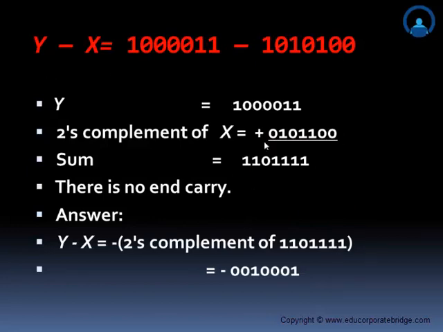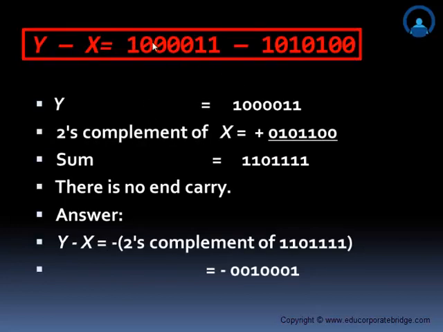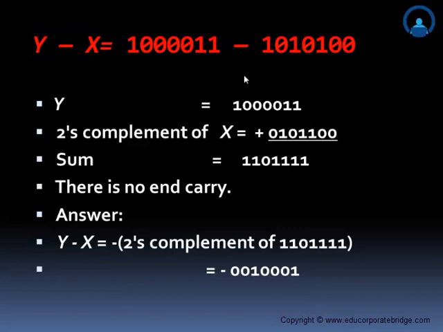Now let's move on to the other example, y minus x, which is 1 0 0 0 1 1 0 1 minus 1 0 1 0 1 0 0. We have to execute this procedure itself by 2's complement. We have to find the 2's complement for x, for this number 1 0 1 0 1 0 0, as this number is to be subtracted from y.